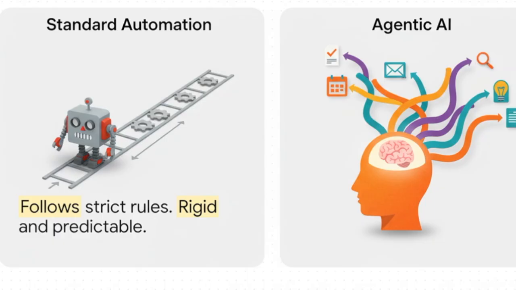See, standard automation is like a robot on a fixed track. It's great for those simple, repetitive things. Agentic AI, though, that's more like an intelligent partner. It gets what your goal is, it can adapt when things change, and it can tackle really complex multi-step problems all by itself. It's literally the difference between a puppet and a teammate.